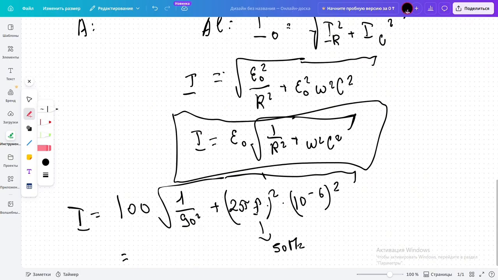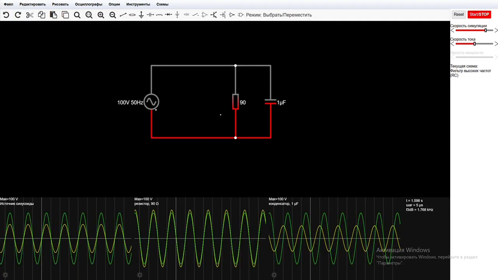Let me use my calculator here. Okay, 100 times the square root of 1 divided by 90 squared plus 2 pi f C squared, and yeah, we got 1.11156 amperes.